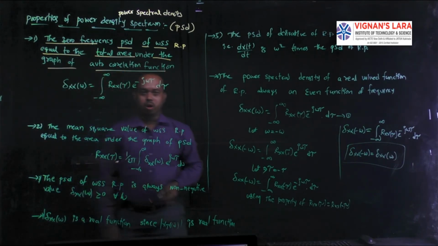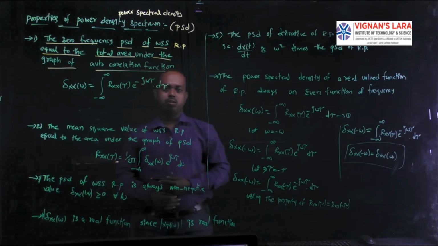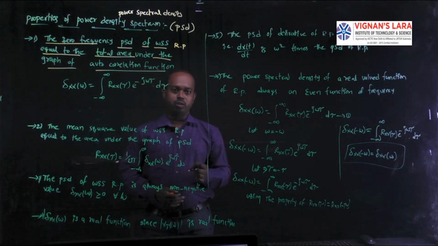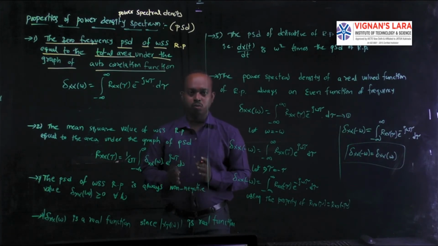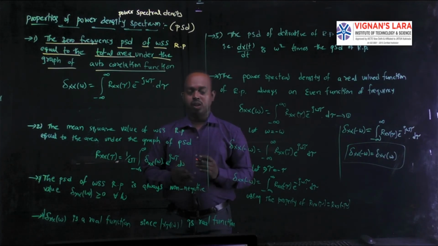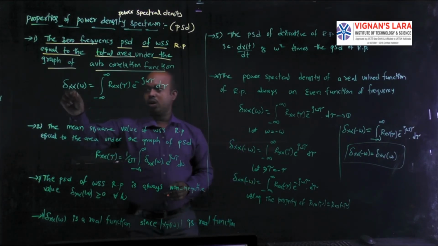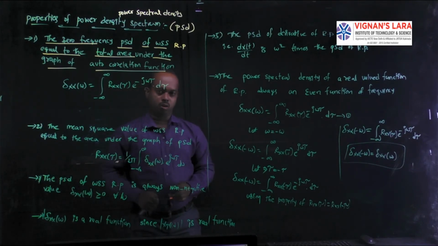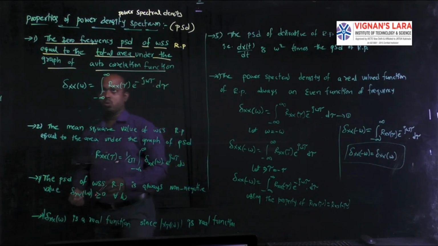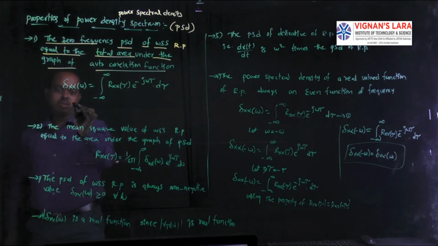We get these properties from the Wiener-Khinchin relation. According to the Wiener-Khinchin relation, the power spectral density and autocorrelation function are both Fourier transform pairs. According to that condition, we take the relation S_xx of omega is equal to the integral from minus infinity to plus infinity of R_xx of tau into e power minus j omega tau d tau. In this formula, we make the frequency value 0, that is, omega is equal to 0.